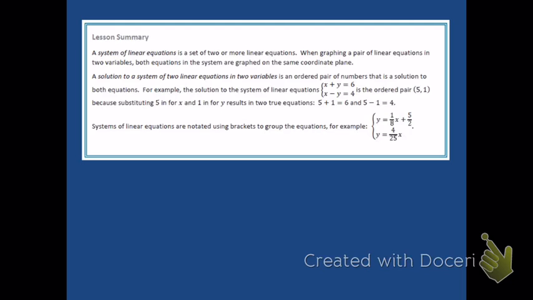Be sure to look over your lesson summary. We've talked about how a system of equations, or simultaneous equations, are sets of equations, 2 or more, that are graphed together, and the solution is an ordered pair that works in both equations at the same time. An example is given here that you can look over. Be sure that whenever you write a system of equations, you include brackets. The brackets show us that they need to be solved simultaneously, or solved together.